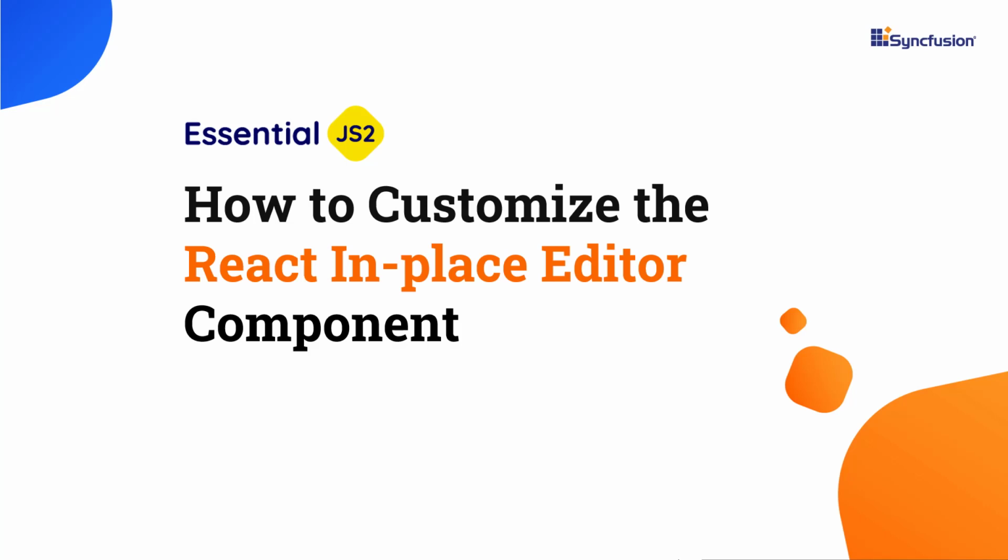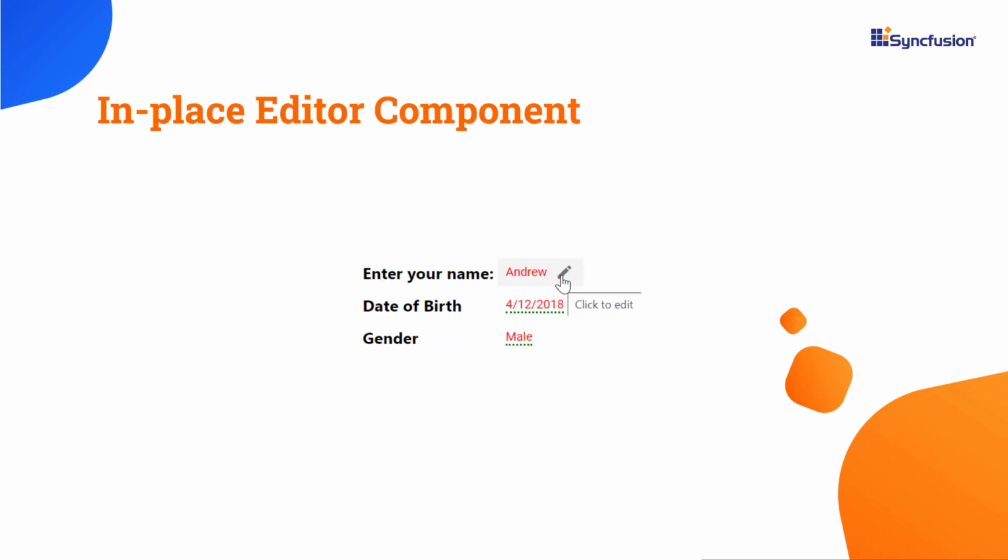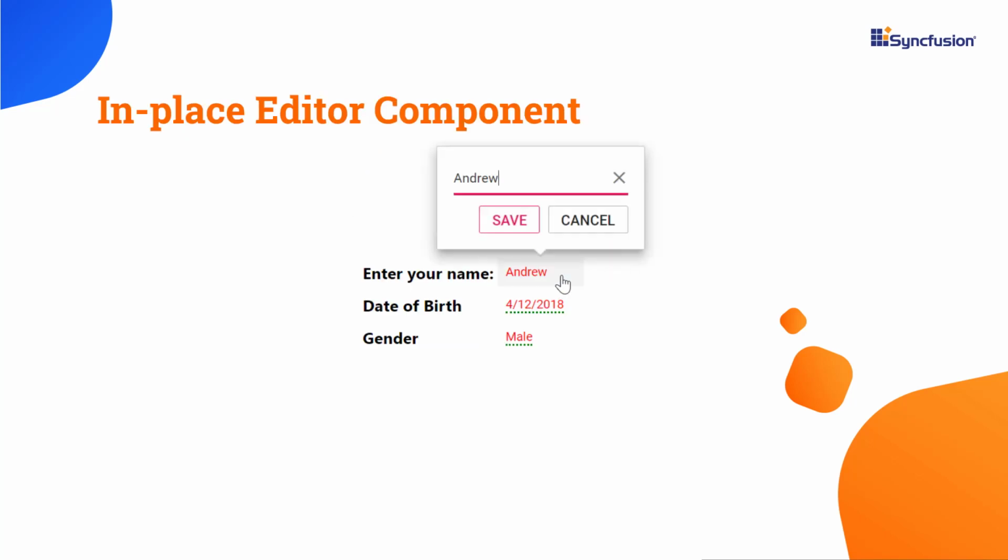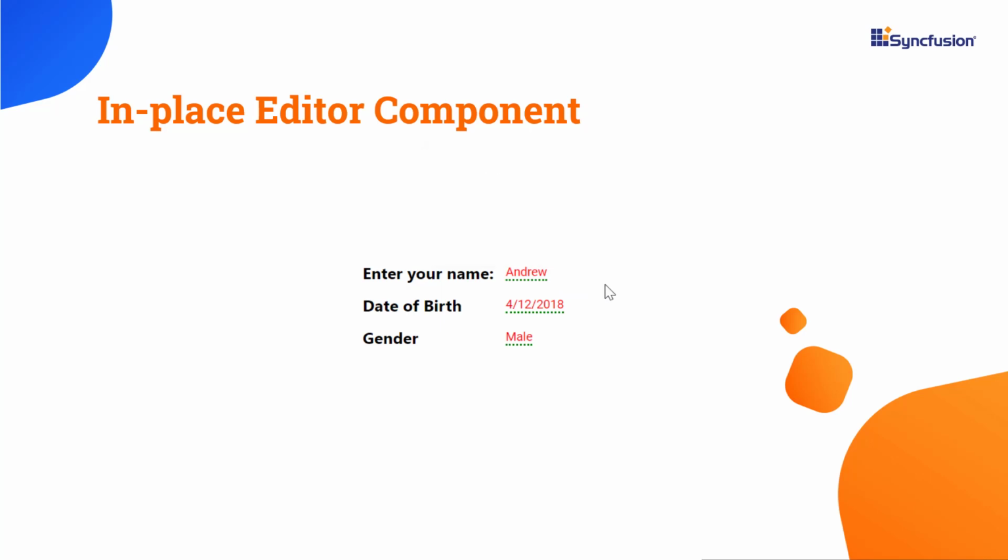Welcome to the React In-Place Editor tutorial. In this video, I will show you how to customize the React In-Place Editor component. Look at this example. Instead of the typical icon buttons, the editor displays save and cancel buttons, and the editable content stands out boldly in red with a dotted green underline.